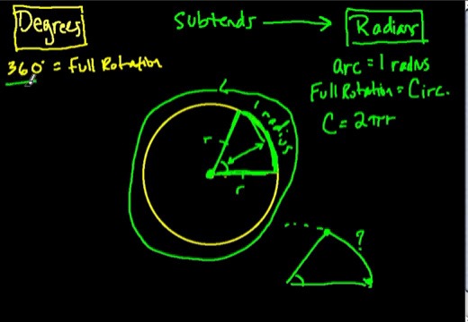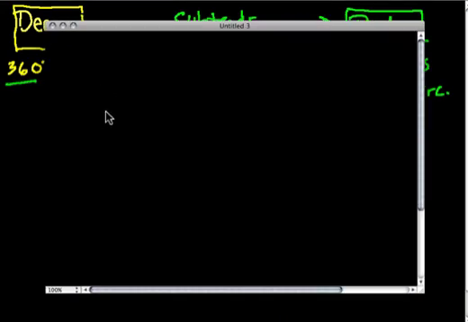Anyway, if that's true, if the circumference equals 2 pi r, and 360 degrees equals a full rotation, now we have this connection. I'm going to write this connection on a new page.